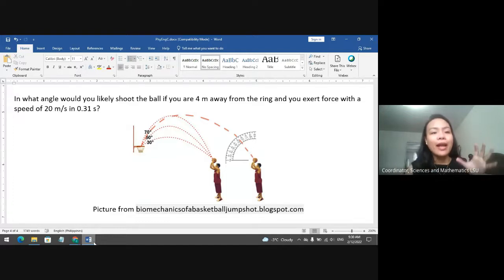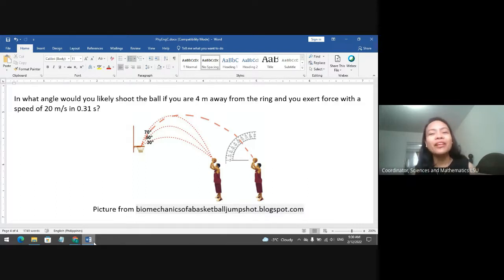Okay, now we are asked: at what angle would you likely shoot the ball if you are 4 meters away from the ring and you exert force with a speed of 20 meters per second in 0.31 seconds? Okay, so we have our illustration there. Just imagine you are an NBA player. By the way, the picture is taken from the web.